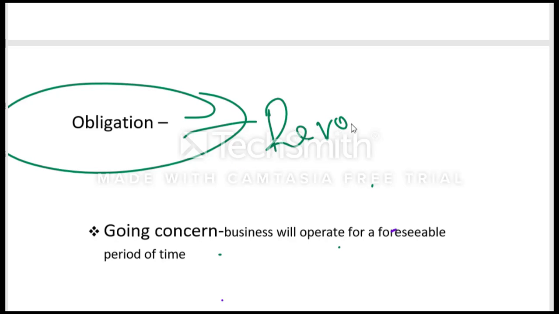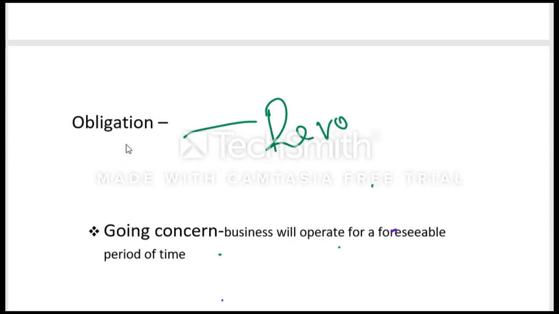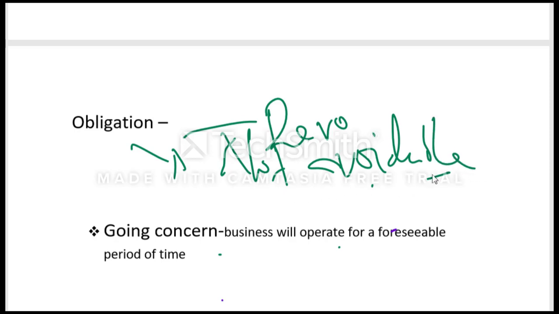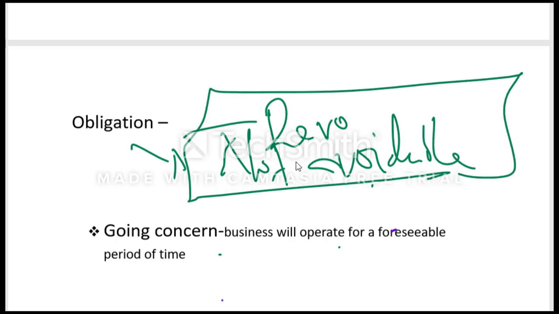It should not be revocable. It should not be inevitable for an entity, or it should not be avoidable, for a company to transfer any resource from its pool of assets to another. So if there is a possibility of an entity to revoke or not to transfer a resource to another entity, then that's not a liability. A liability should be an obligation, required by all means for the entity to transfer a resource to another.